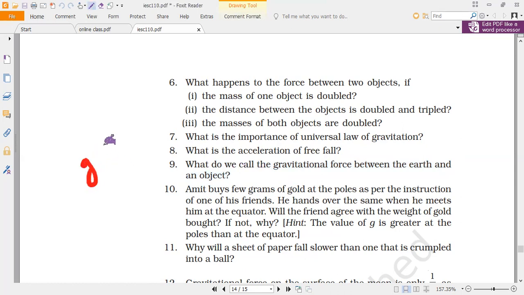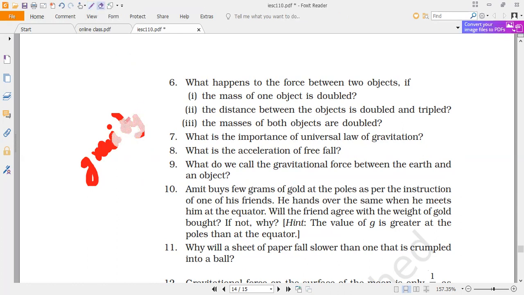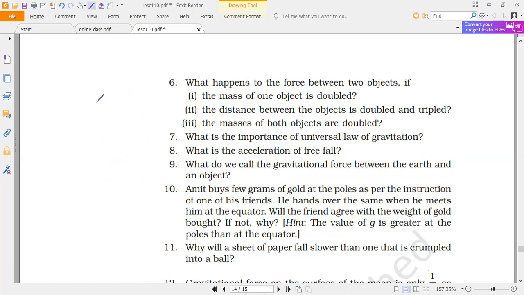Are you clear, everybody? So the gravity word you should use only for what planet? Only for Earth and any object. For other planets and all, you must use only gravitational force. Do you understand, everyone? Yes, sir. That is what it is. Okay, next. 9th question completed, everybody?